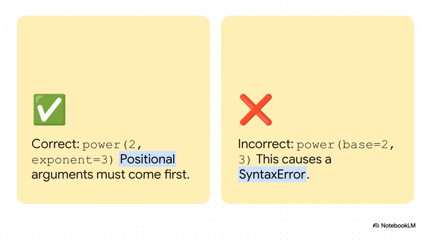But here's a rule that is set in stone. When you mix them, positional arguments have to come first. You can't put a keyword argument and then try to sneak a positional one in after it. If you do, Python just won't have it. It'll throw a syntax error because the order is now totally ambiguous.